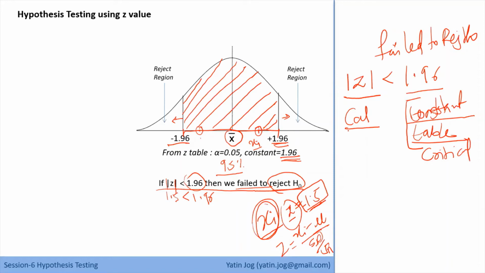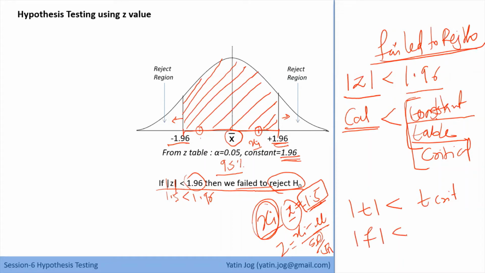So on the left hand side, we have the calculated value, and on the right hand side we have the critical value, or table value, or the constant value, and we always compare the calculated value with the constant. If the relationship is calculated is less than constant, we fail to reject H naught. That is a thumb rule. So in case of T, it will be mod of T; if it is less than the T critical value, we fail to reject H naught. In case of F, mod of F, if it is less than the F critical value, we fail to reject H naught.